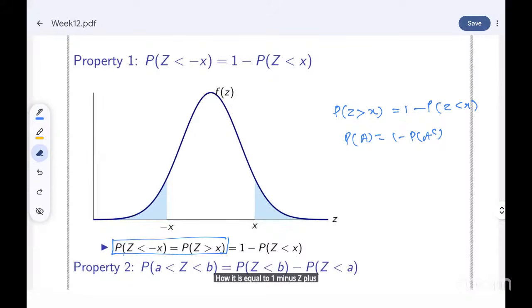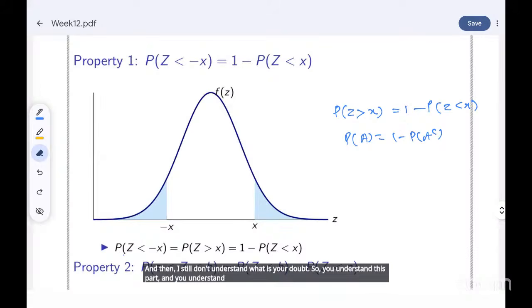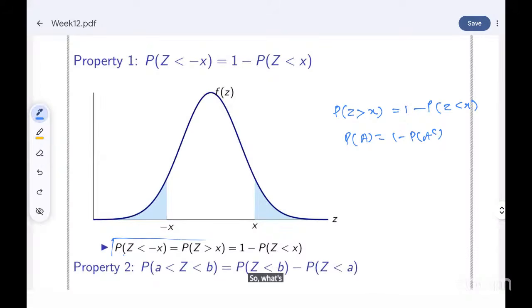See here, z less than minus x is the same as z greater than x. So what's not clear? Ma'am, this part, how is it equal to 1 minus probability of z less than x?